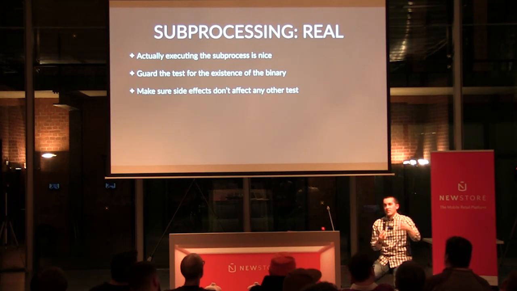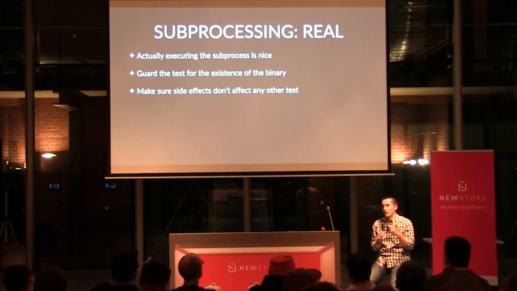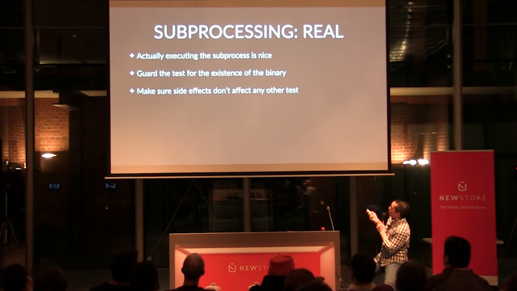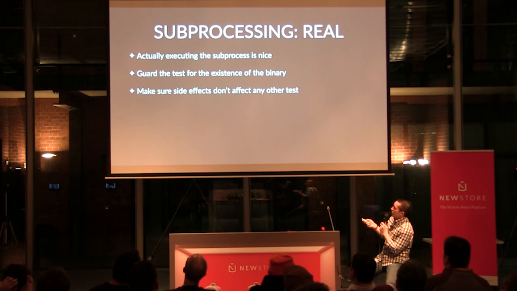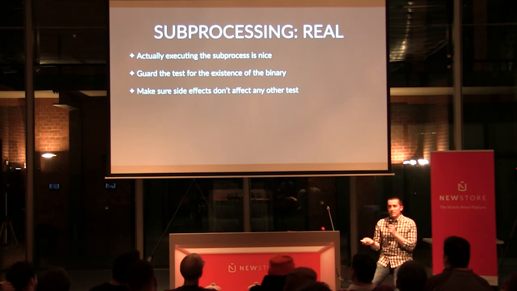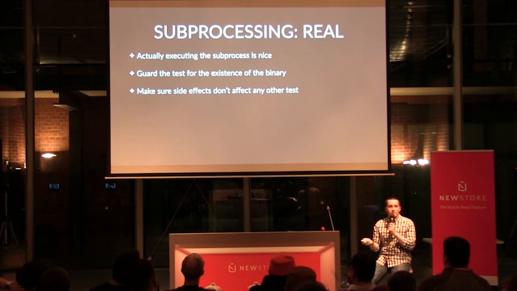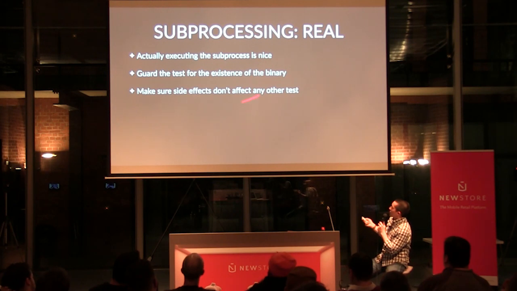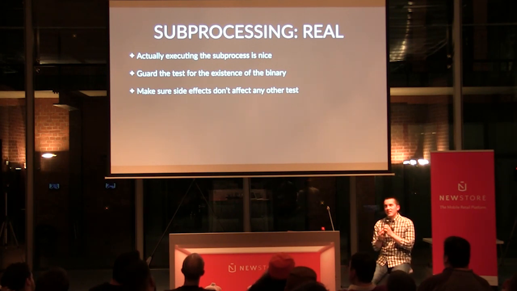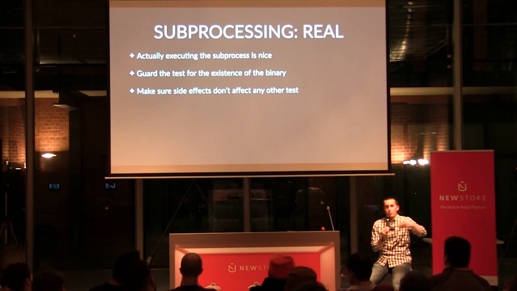We actually test all that stuff by actually executing Git, because what I said earlier is right, you don't want to mock Git's behavior. That's actually really hard. In this case, the only important things are to guard the tests for if Git doesn't exist, so either fail quickly if Git doesn't exist so that the failure isn't more obscure, and also to make sure that your side effects don't affect anything. So in Git's case, we might actually be changing branches and stuff. Git is a stateful program.